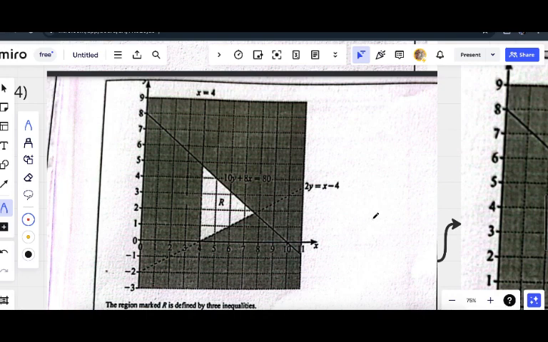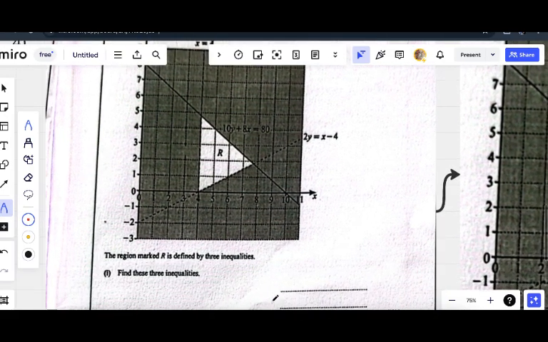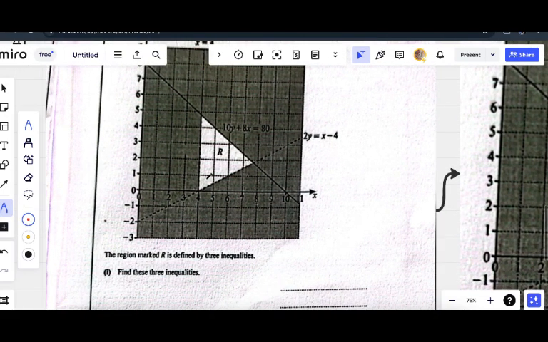They give you some conditions. They give you inequalities, and they give you some condition to shade. So in this question, they've already shaded for you. They didn't put it in inequality form; they put it in equation form. They want you to give the inequality. The region marked R is defined by 3 inequalities. This shaded region is defined by 3 inequalities.